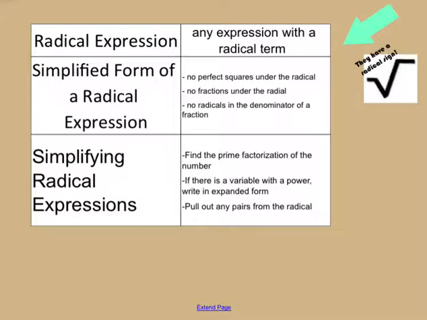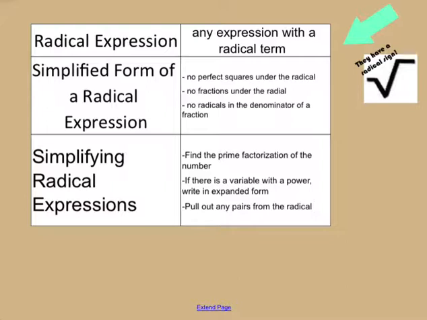All right, let's take a look at filling in these boxes. So for the first one, a radical expression is any expression with a radical term. Next, simplified radical form of a radical expression. When we fully simplify these radicals, there are no perfect squares left underneath the radical, there are no fractions underneath the radical, and there are no radicals in the denominator. So that's kind of our checklist of the 3 things.